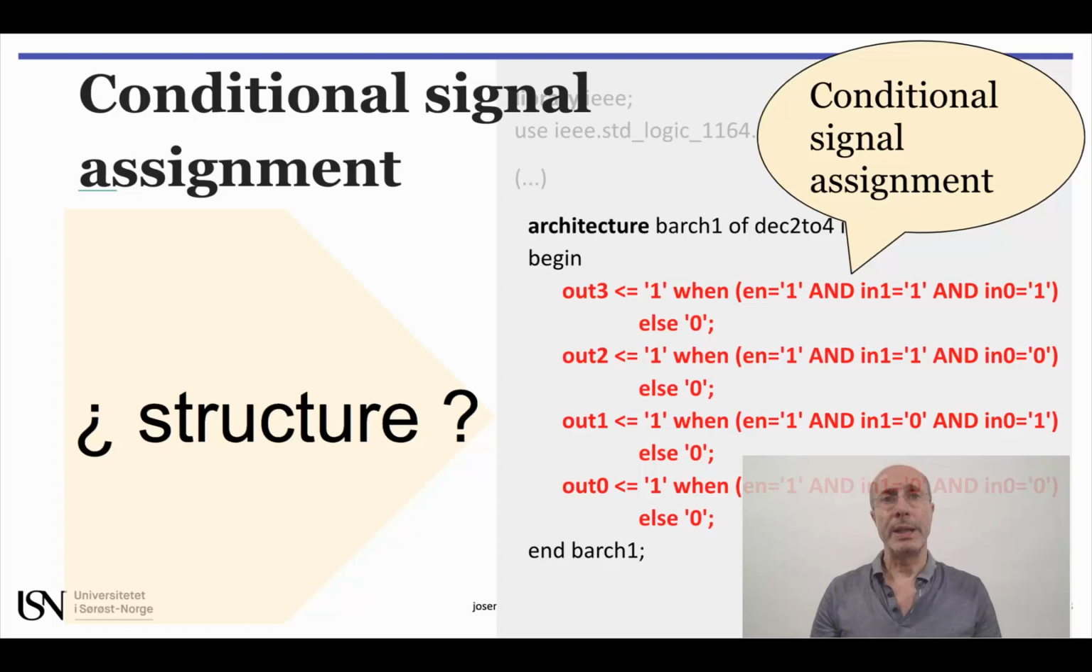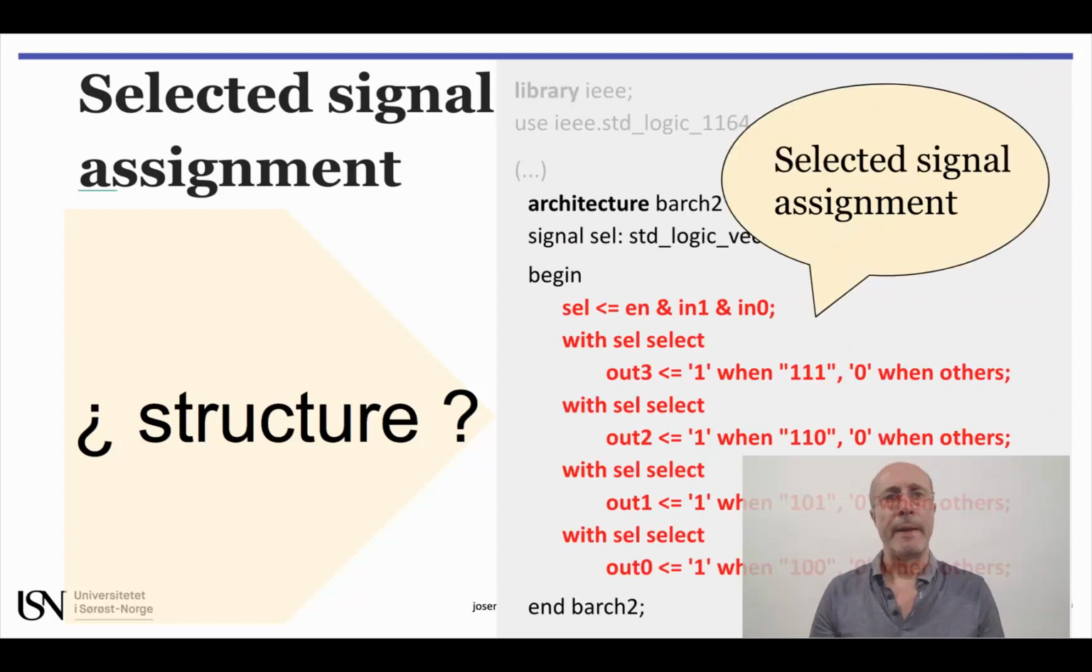You may recall the when-else statements that were used with the first behavioral model presented for the 2 to 4 decoder. The when-else statement is actually one of the main concurrent statements and is known as the conditional signal assignment type. The with-select statement used in the second behavioral model presented for the 2 to 4 decoder is the third main concurrent statement and is known as the selected signal assignment type.